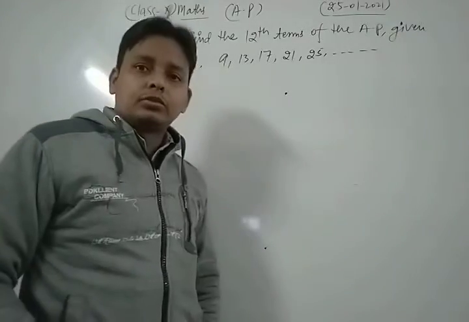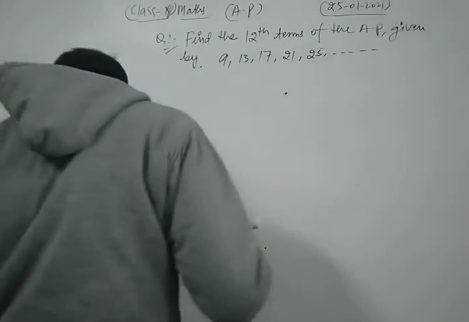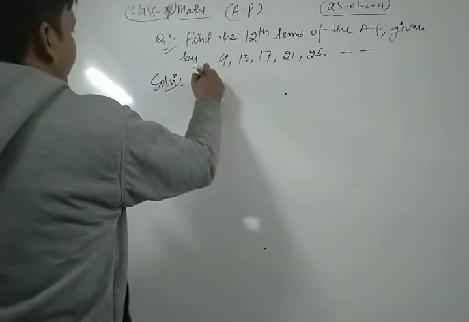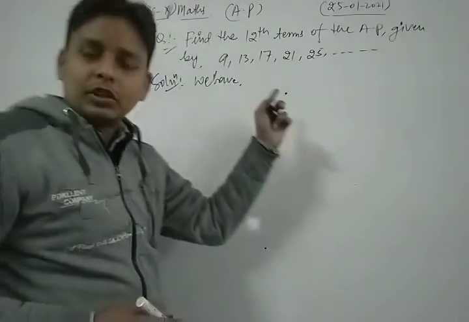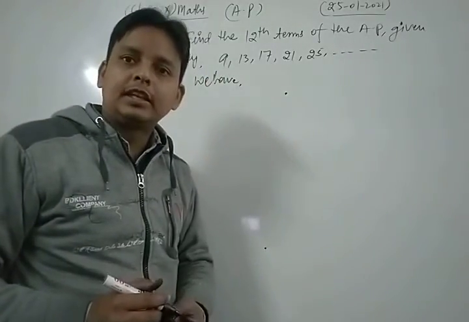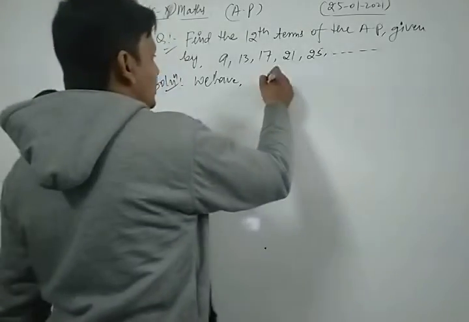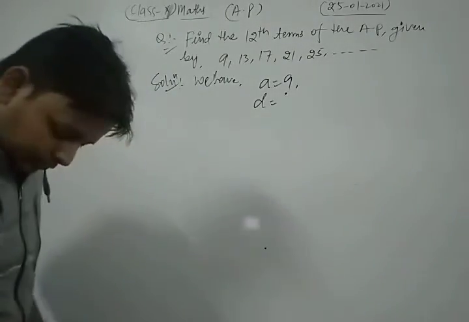Here we find the 12th term. So first of all, in that AP, let's see its solution. We have 9 as the first term, and the first term is denoted by the small letter A. Here A is 9, and what is the common difference?